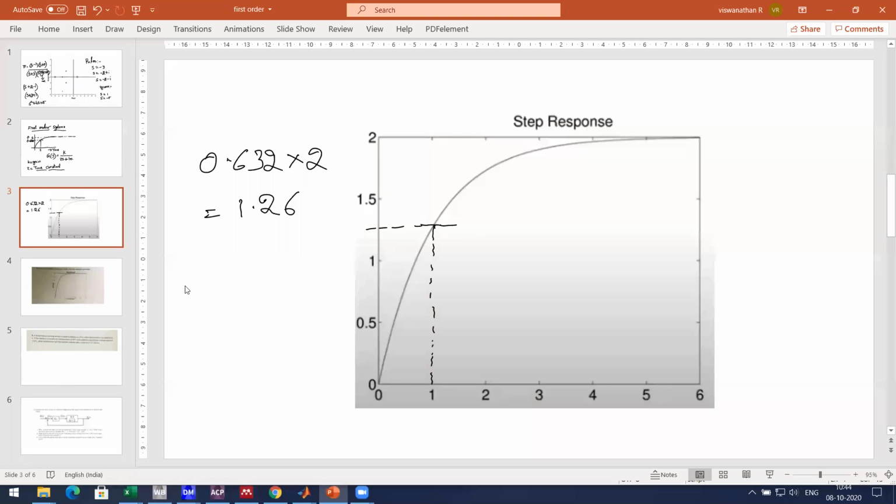So can you write the transfer function for this? K by s plus 1. K is equal to 2, so 2 divided by s plus 1, where tau is equal to 1. This is tau s plus 1, so tau is equal to 1, so it is 2 divided by s plus 1.